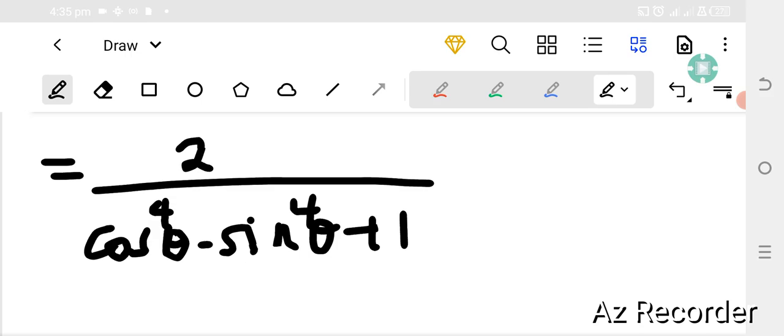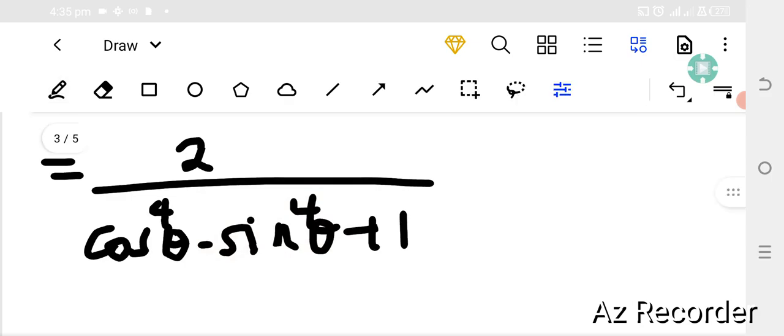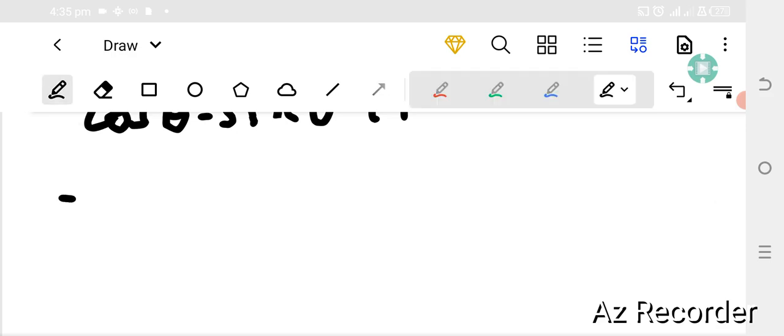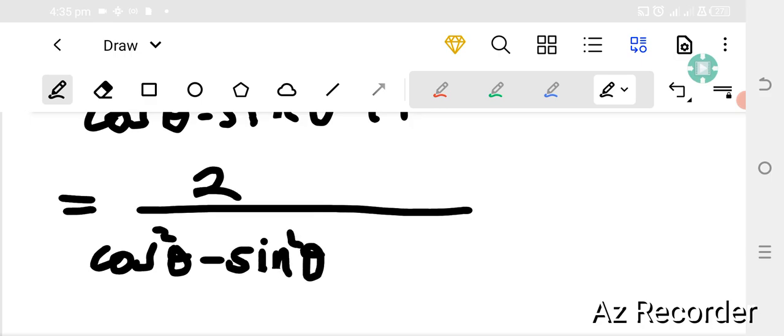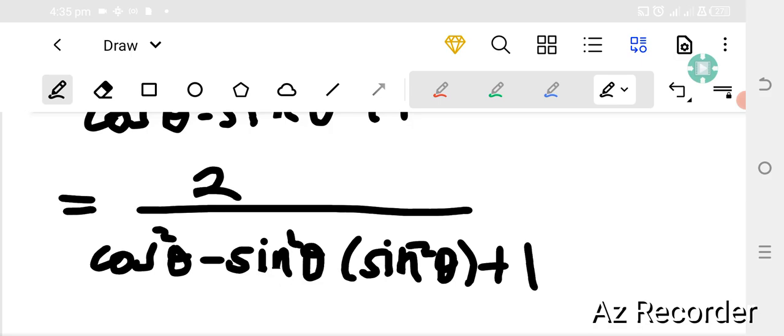This can be simplified. Since the right hand side only has something having cos, we can write sine theta to the power 4 in the form of something. What do I mean? We can write it in the form of something. So we can do something like this. We can say is equal to 2 divided by cos theta squared, then minus sine theta squared, like that, times sine theta squared, then plus 1. That's what I was meaning.